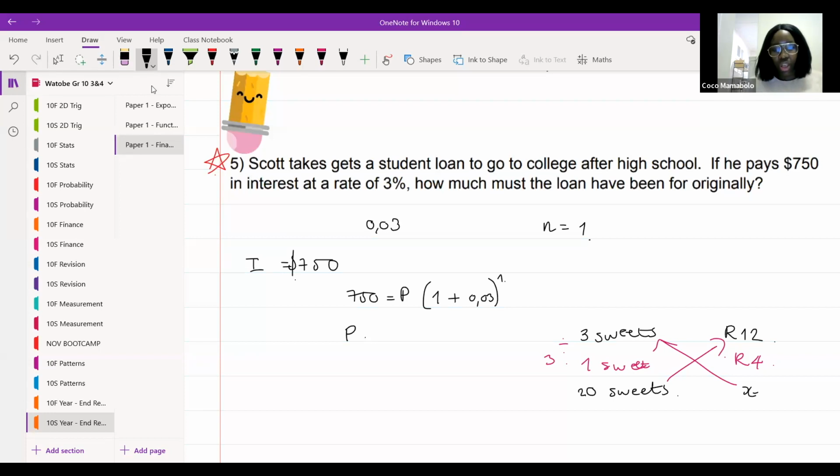25,000. But if this is my P value, I'm going to get P is equal to 750 divided by 1 plus 0.03 to the power of 1. And the answer I get when I do that is 728.16. So not quite the same. But you were definitely onto something. Patu, what did you do, my sweetie?